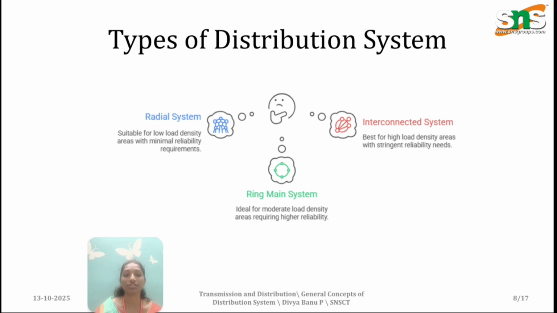Whereas radial is suitable for low load density, ring main is required for moderate load density, whereas interconnected is for high load density. So radial, ring main, and interconnected. This one is for low load, this is medium load, and this is high load density.